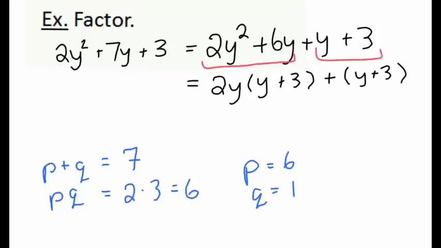Hopefully it's easy now to see that each term shares a binomial factor of y plus 3, so let's remove that. And we're left over with 2y plus 1. So here's our fully factored form of this quadratic expression.